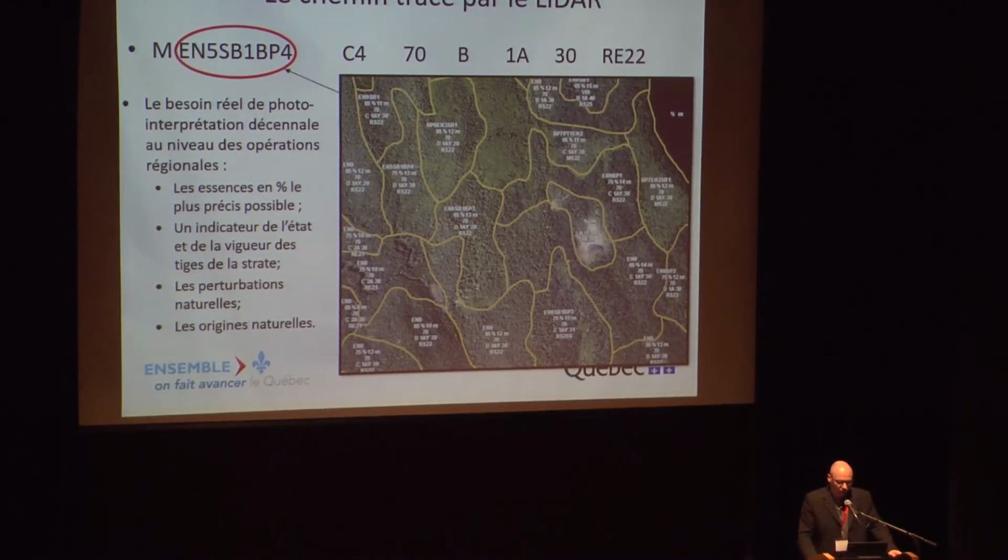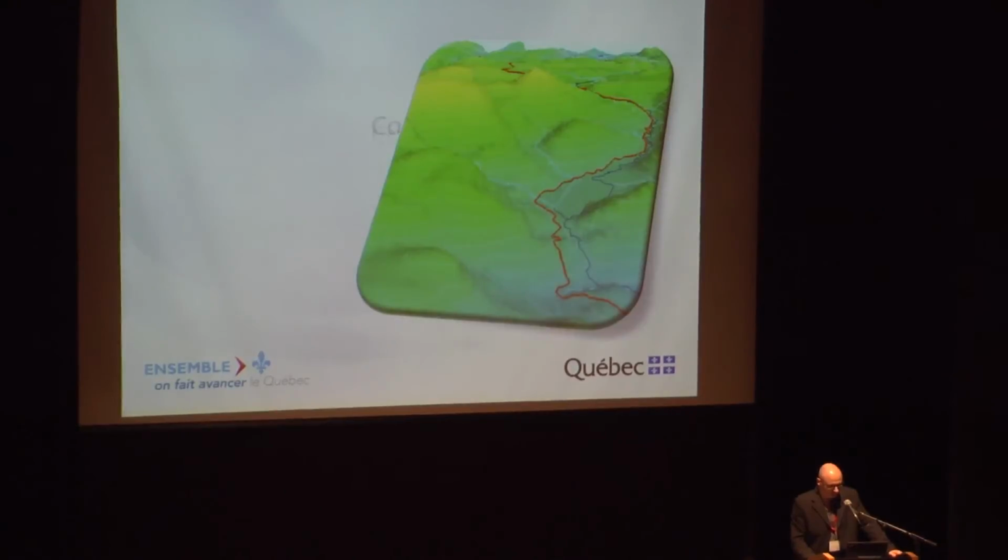So once we have all that, it would be the photo interpreter, if they put aside all the rest of the information, perhaps we could have the same number of polygons. Perhaps they would be more precise and better adapted to our needs.